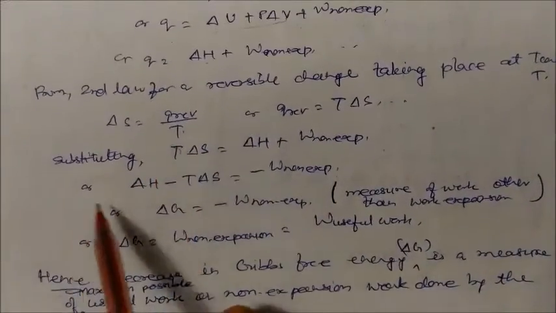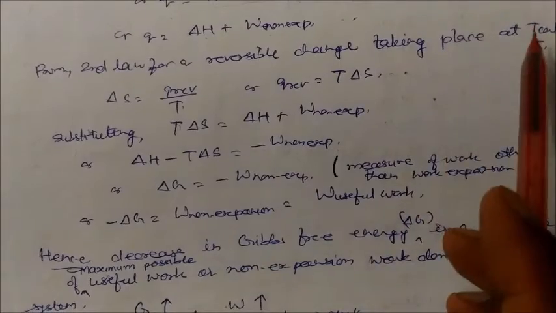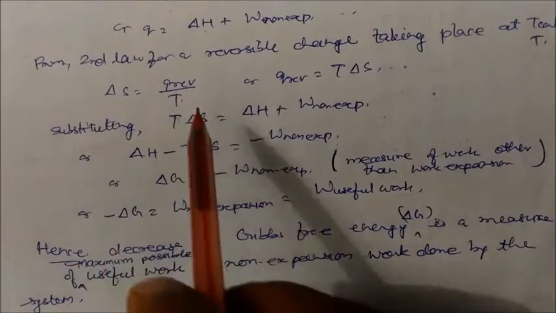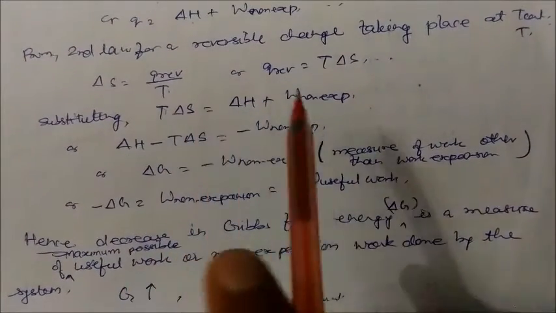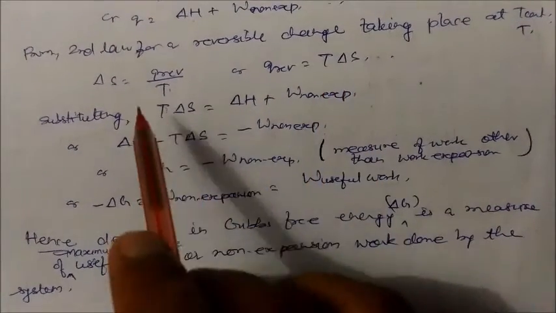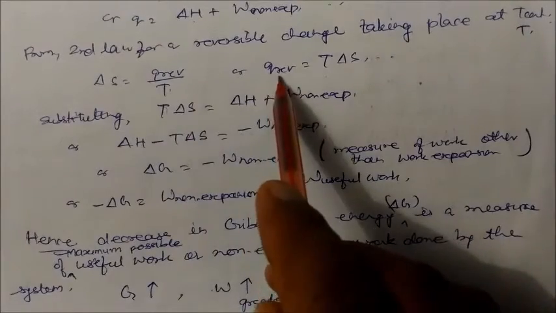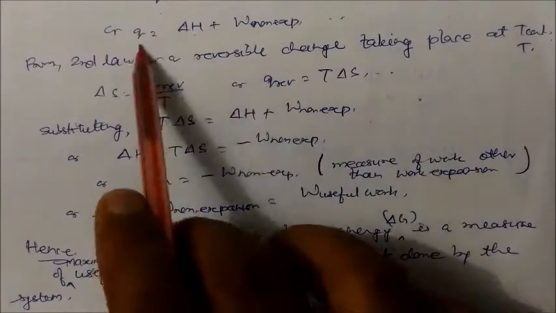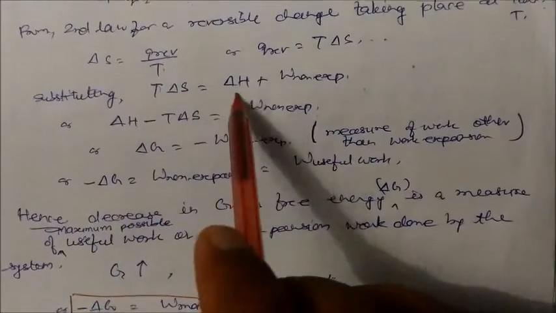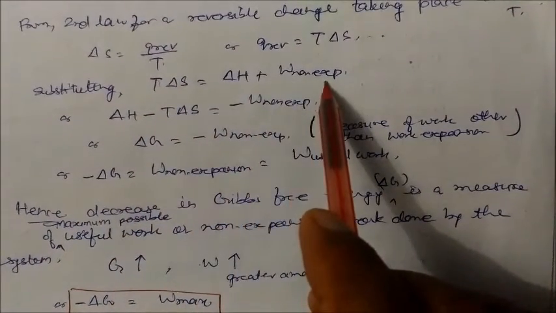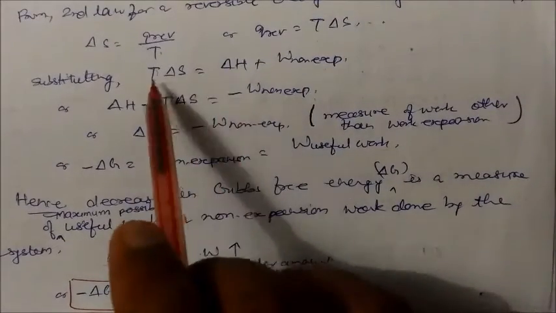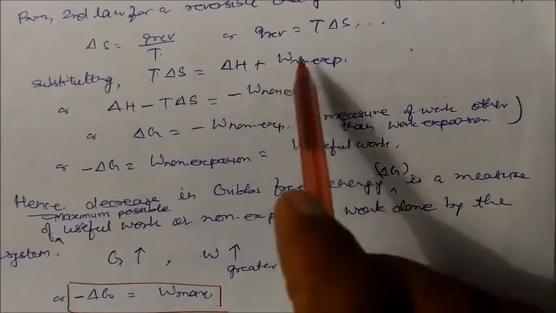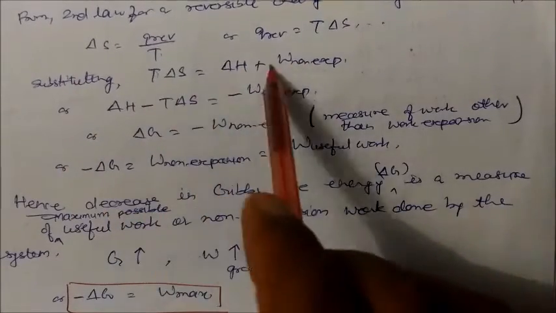Now from the second law, for a reversible change taking place at constant temperature, we know that delta S is equal to Q reversible by T, so Q reversible is nothing but T delta S. So we have to substitute this Q reversible here. If you substitute Q reversible, this will convert into T delta S. You can say T delta S is delta H plus work non-expansion. So we can again rearrange. Sorry, work expansion will come to this side and this will come to this side.